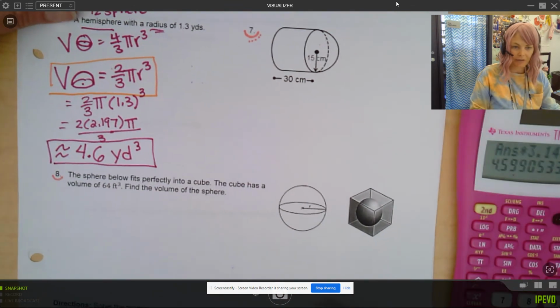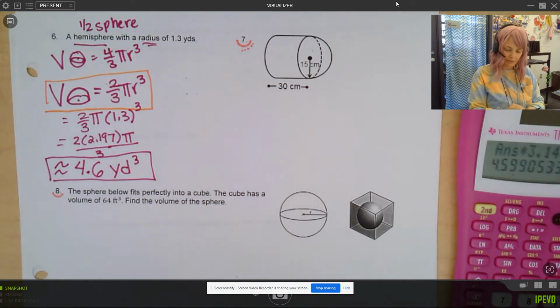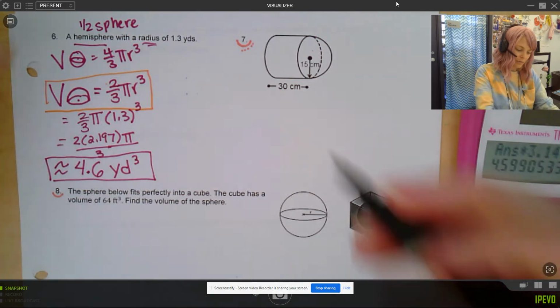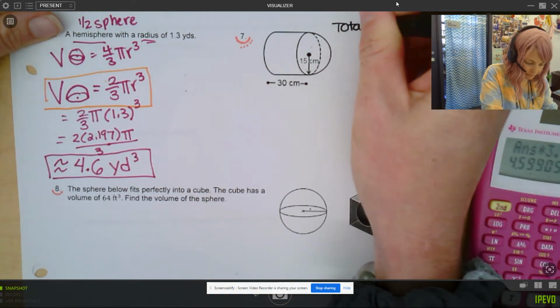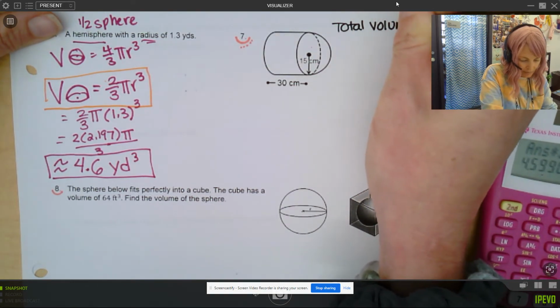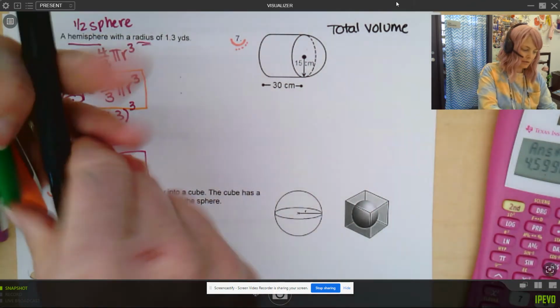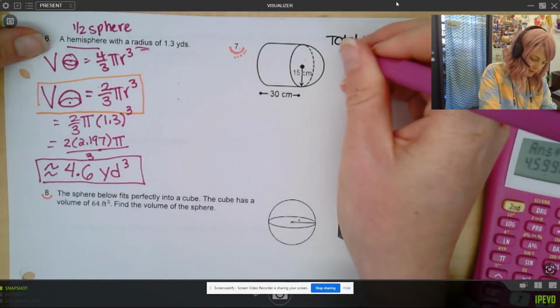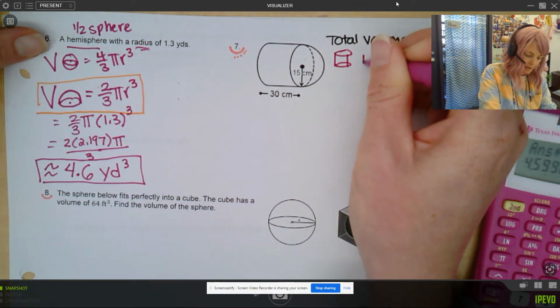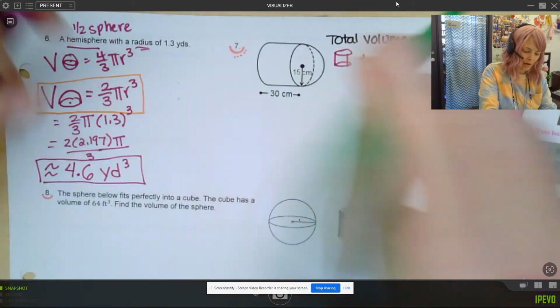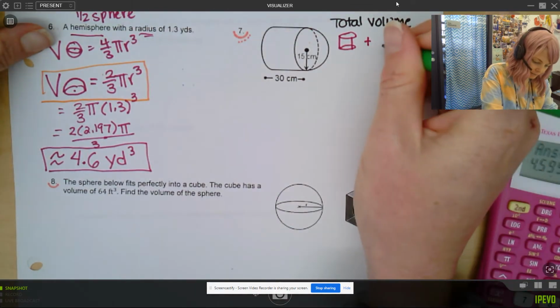Okay, so taking a look at 7, I'll help you set it up. So our total volume is going to be the volume of the cylinder, because this is a compound shape, plus the volume of the hemisphere.